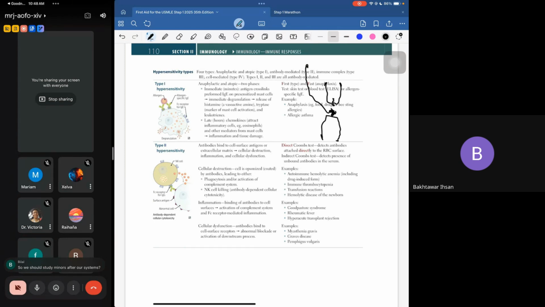Don't call them minors, okay? Don't call them minors, please. They are extremely important, right? They are very, very important. Please don't call them minors.